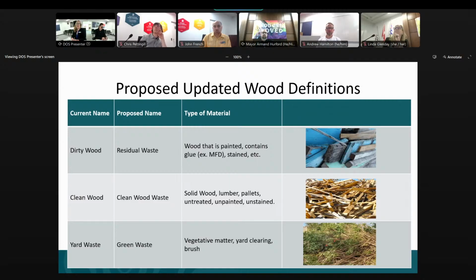And that is really like lumber, clean pallets, untreated, unpainted, unstained wood waste that can be used. It is often chipped up and used as biofuel. Sometimes it's composted by our contractor. And then yard waste is being turned into green waste, and that's truly like yard clearing, vegetative matter, brush. These are further outlined in the attachments in the package in the bylaw definitions, but this is just to give you an idea of what there is.